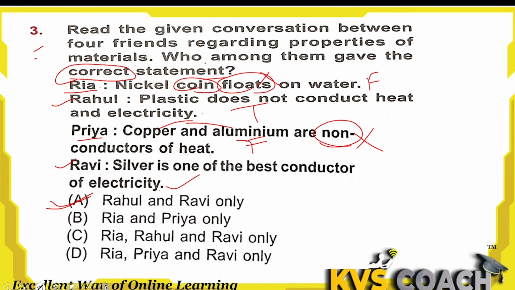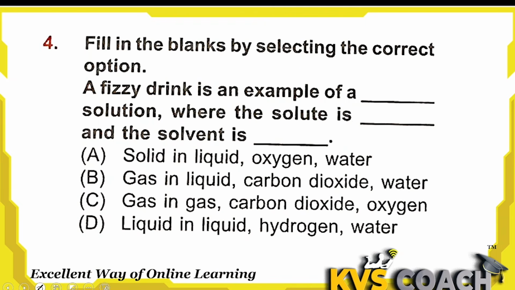A is the right answer. Next is fill in the blank by selecting the correct option. A fizzy drink. Basically, a fizzy drink is like soda water or a cold drink. Soft drinks you drink are an example of a dash solution. That is the example of gas in liquid, gas in CO2, gas in water, that is gas in liquid.